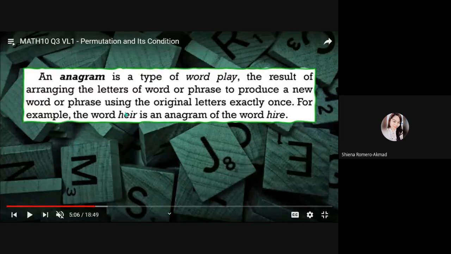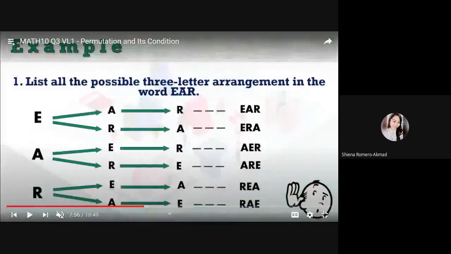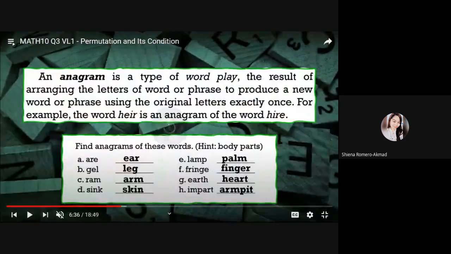Okay, so as you can see, the word here has H-E-I-R, and the word higher has the same set of letters, but if you arrange them differently, it will give you a different word. Okay? So, meron din namang mga arrangements na yung word na na-form is no meaning. Okay? So, possible yun.